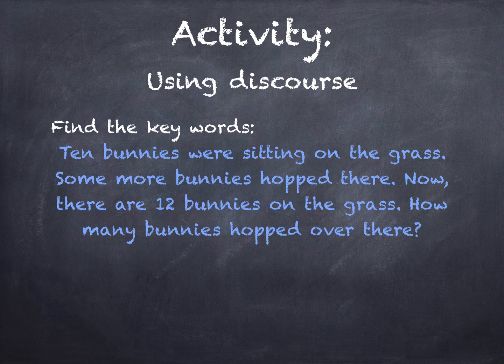And since we are working with lower grade levels, these are first grade Common Core problems, so it should look familiar to what our students are using in their own text. So 10 bunnies were sitting on the grass. Some more bunnies hopped there. Now there are 12 bunnies on the grass. How many bunnies hopped over there? So take a minute to highlight what those keywords are and tell us what kind of problem we need to solve here.